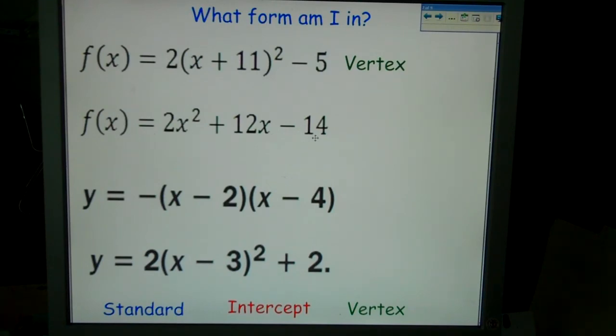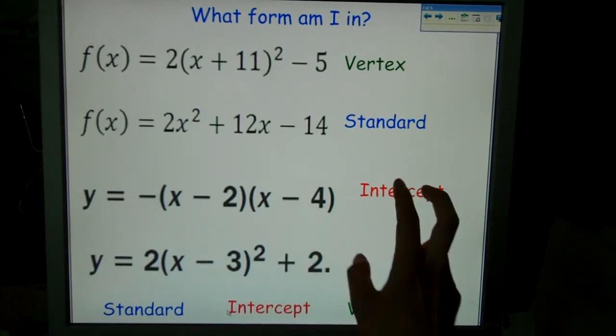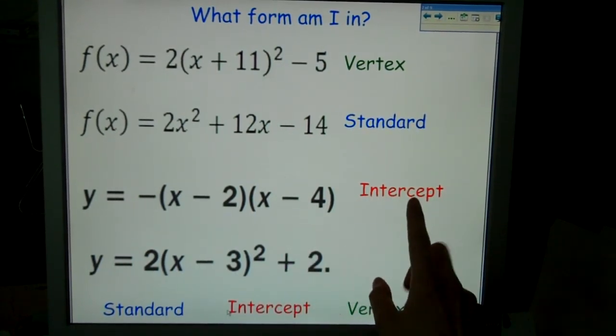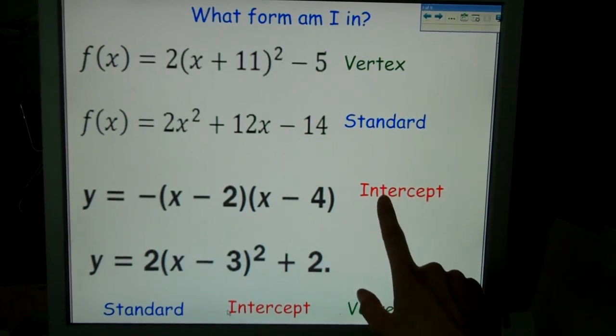Vertex. Very good. Number 2. Standard, intercept, or vertex? Standard. Number 3. Standard, intercept, or vertex? We've got 2 sets of parentheses. That better be intercept. I was just trying to think how you could remember that. In the word intercept, there's 2 E's, but there's also 2 E's in vertex. What if we went with the T's?